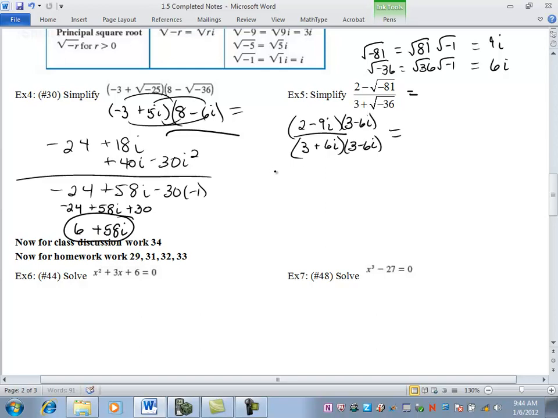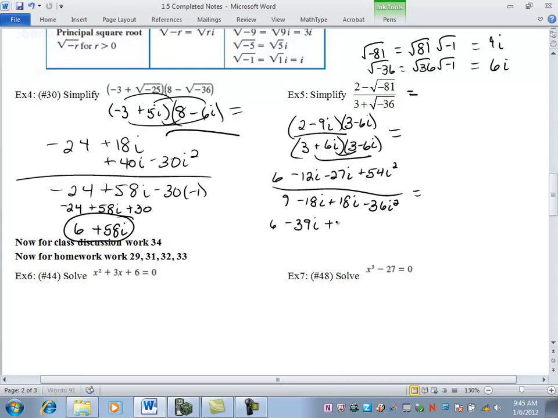Okay, so let's see, we have 6 minus 12i minus 27i plus 54i squared, all over 9. Notice the outers and the inners are going to drop here. I'll show this one more time. Minus 18i plus 18i minus 36i squared. So 6 minus 39i plus 54 times negative 1, all over 9 minus 36 times negative 1.